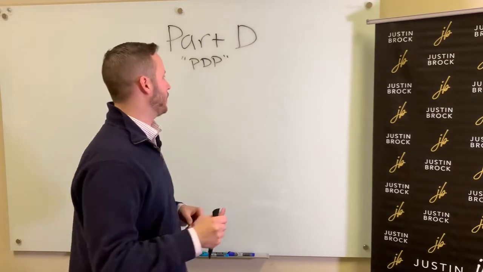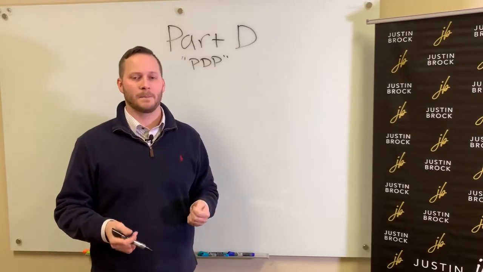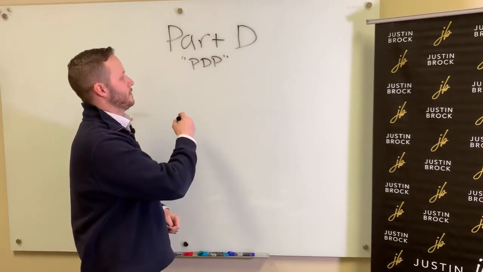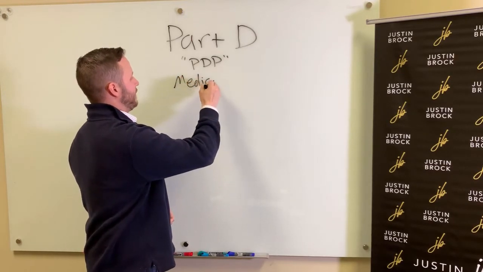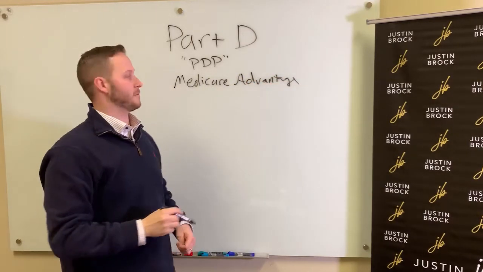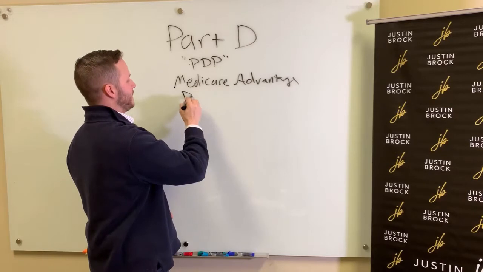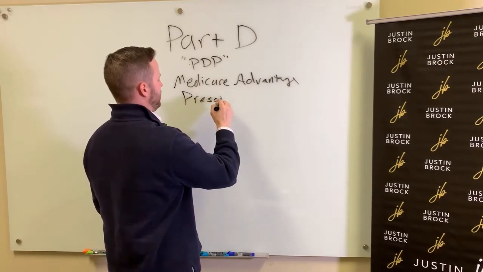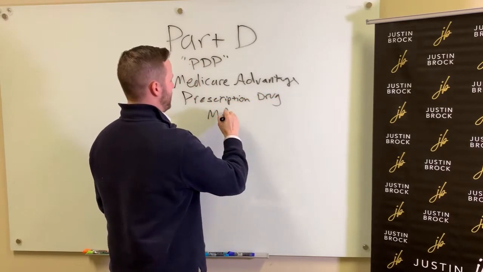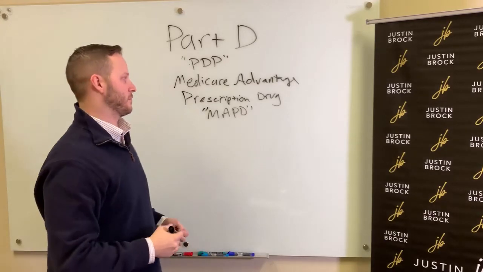So you'll be notified. All right, so Part D is simply the drug coverage or prescription coverage portion of Medicare. And there are a couple of ways that you can get Part D built into your Medicare plan. If you have certain types of Medicare Advantage plans, many Medicare Advantage plans have a PDP or prescription drug portion built into it. So those would be called Medicare Advantage prescription drug plans, okay? Or MAPD. That's like the full all-in-one inclusive Medicare Advantage prescription drug plan.